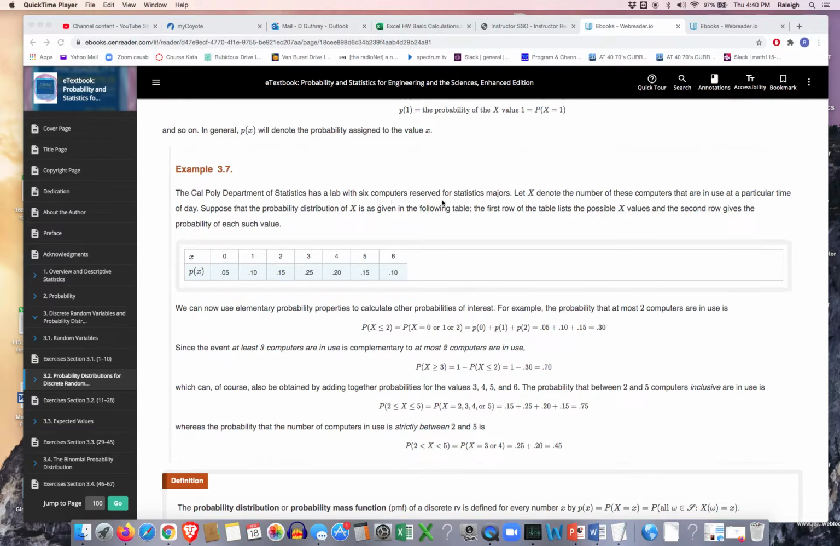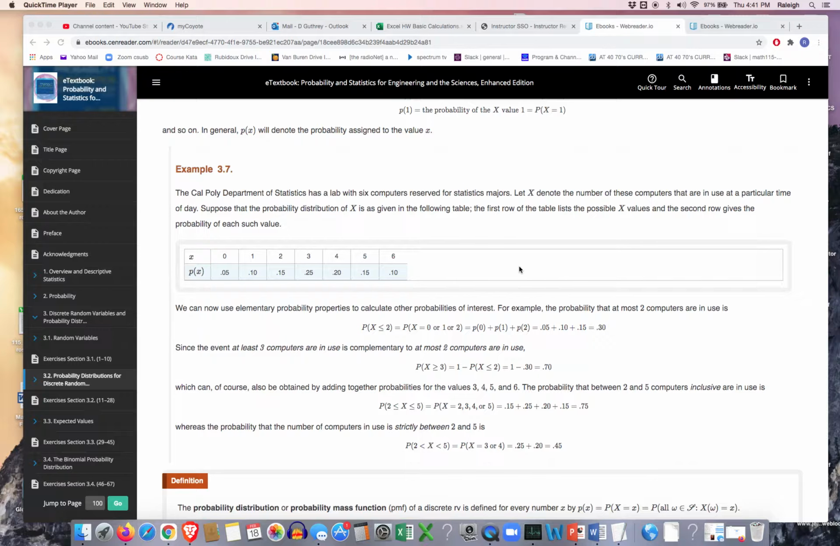They have a lab with 6 computers reserved for stats majors, and X is the number of these computers that are in use at a particular time of day. So they pick, say, noon or whatever time they pick, and suppose the probability distribution of X is in the following table. So all this is the number of computers that are in use, anywhere between 0 and 6, along with the probabilities of each of these occurrences, all 7 of them. The most likely is 3, 25% is the maximal probability. And it tapers off towards 0, not likely, and even 6 isn't all that likely, so the whole thing adds up to 1, obviously. But you can use elementary properties to calculate other properties of interest.